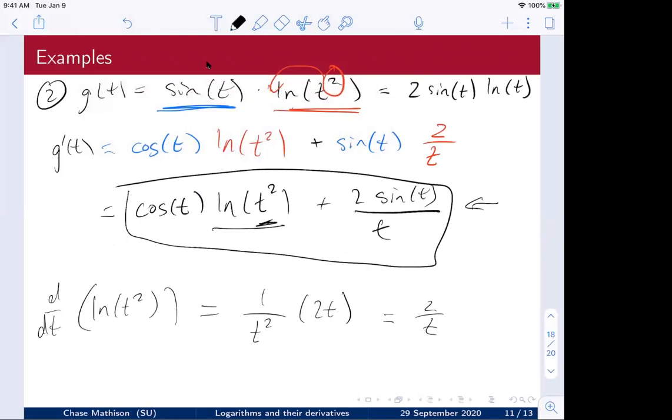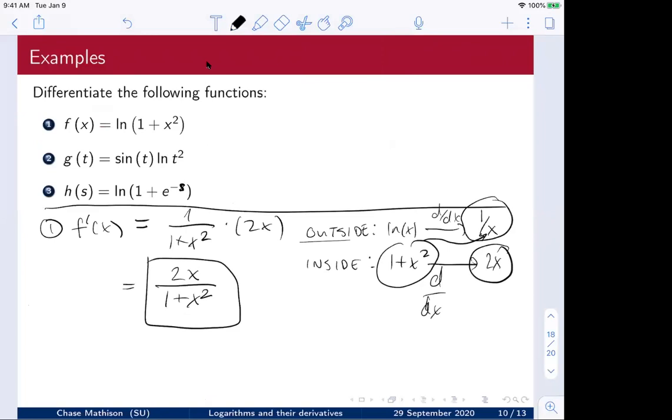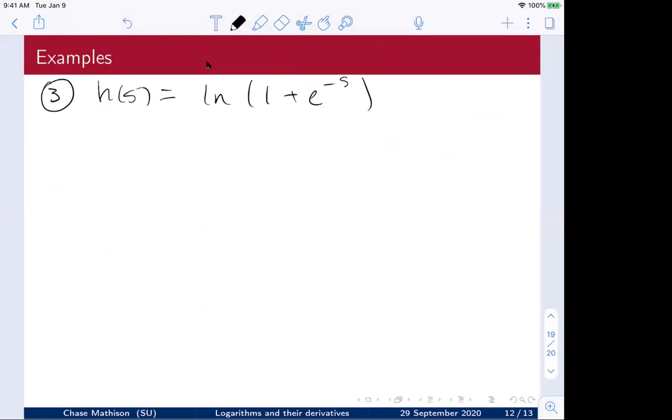Okay, and then problem 3 was h of s equals natural log of 1 plus e to the minus s, I think, maybe. Yes. We want to find the derivative with respect to s.